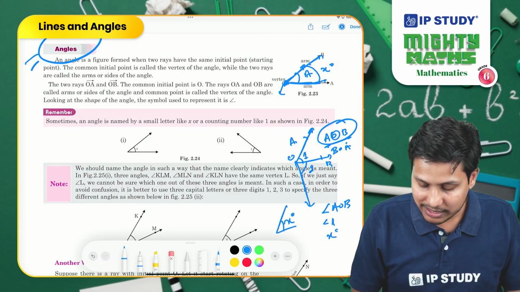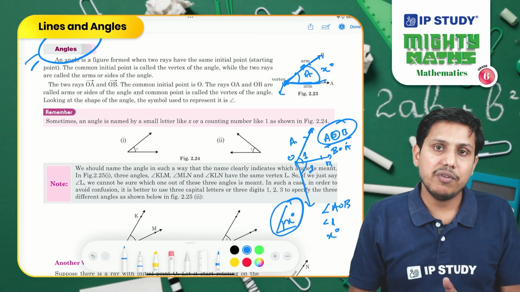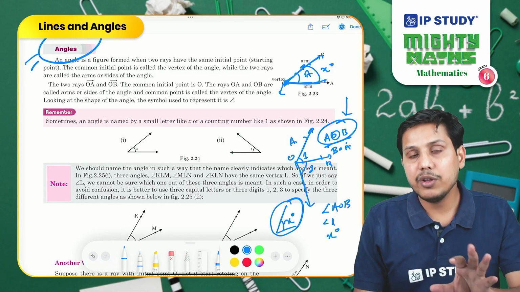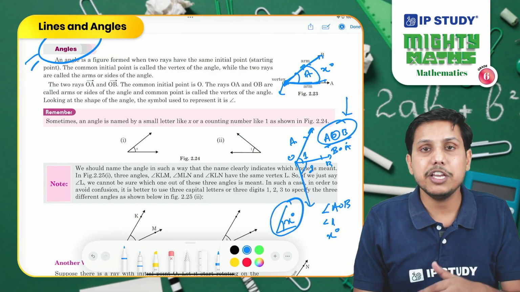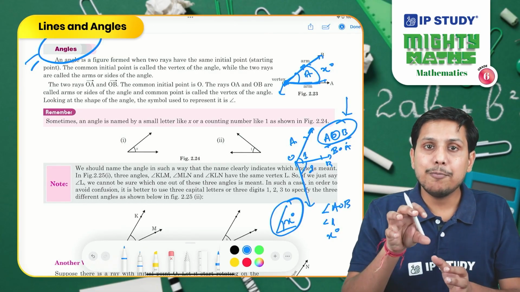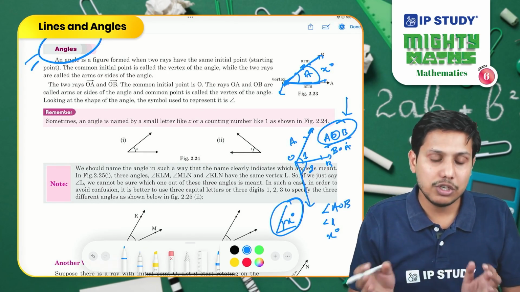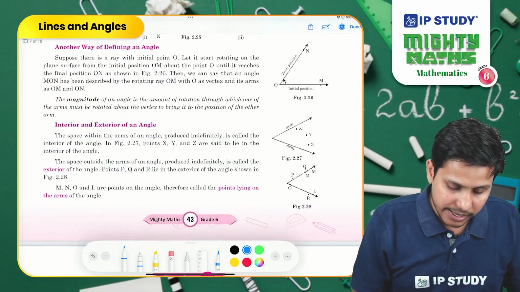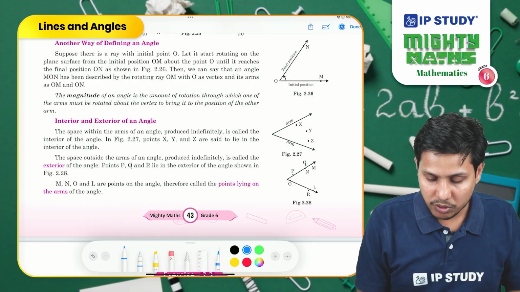So if you write x degree, it means it is referring to this angle. There are multiple ways of writing angles, but the standard one is writing with 3 letters like A O B, B O C, C A D or P O Q, keeping the point of vertex at the center and using the other 2 at left and right.